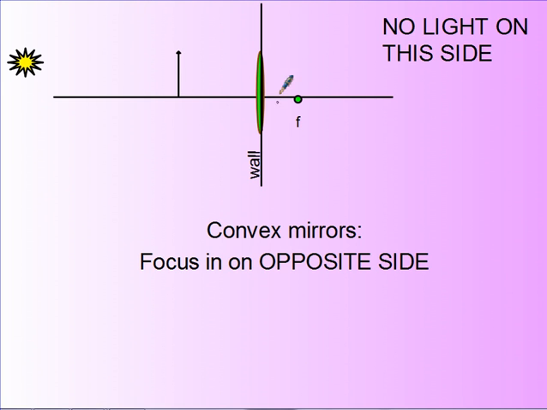Now, when you have a convex mirror, the focus is on the opposite side of the mirror. So here's your light, here's your object. Okay, can't spell there. Let's start over. Happens. Object. And the focus is on the opposite side. So this is your wall. There is no light on this side of your mirror.